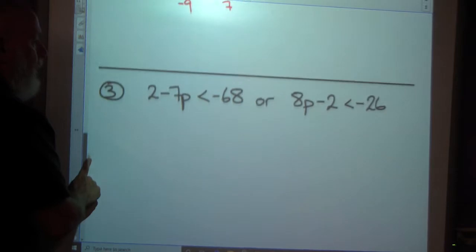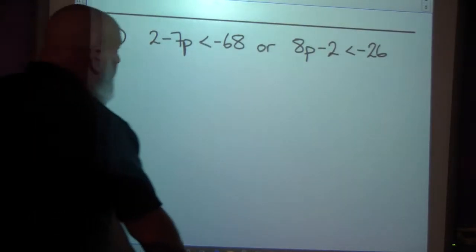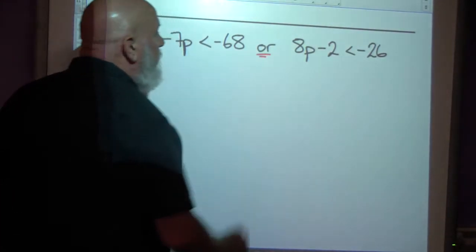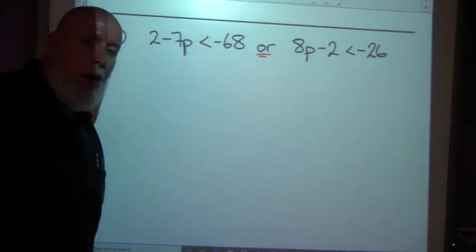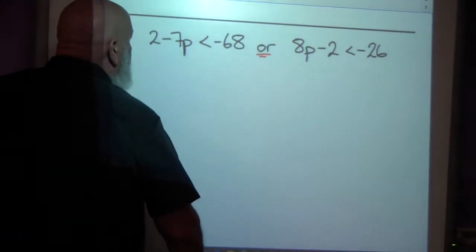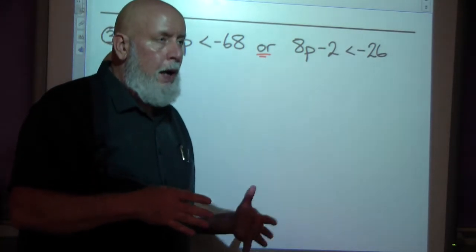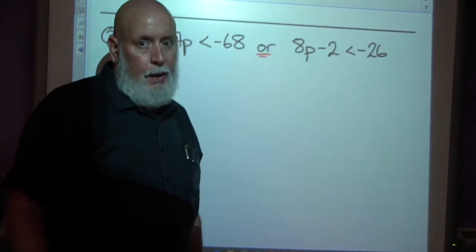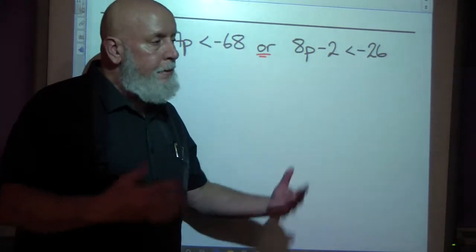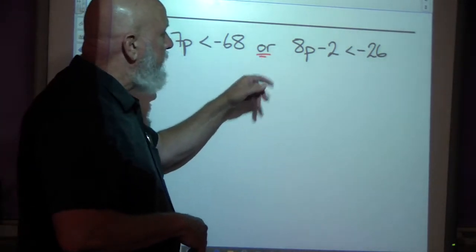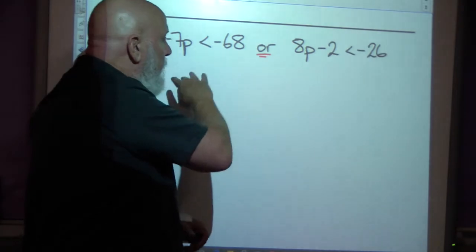The last type we're going to be dealing with is called a disjunction, and I can glance at this, and I know it's a disjunction because it has the word or in it. I'm just going to solve both of these, graph them on the same number line, and I don't care whether they overlap or not. If they overlap, fine. If they don't overlap, fine. That's the thing about an or statement, it could be this one or that one.